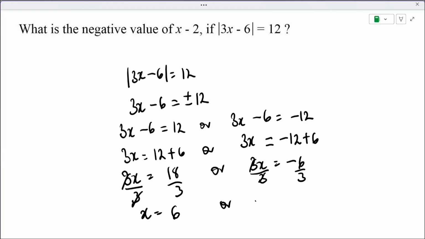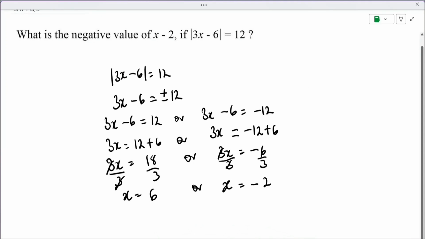3 cancels 3. X equals, this 6 carries a negative, and this 3, though the sign is not written, it carries a positive. When you have negative divided by positive, the outcome is negative. Then you have 6 divided by 3 would give you 2. So x is 6 or negative 2. Let's put it to the side. So we have x as 6 or negative 2.